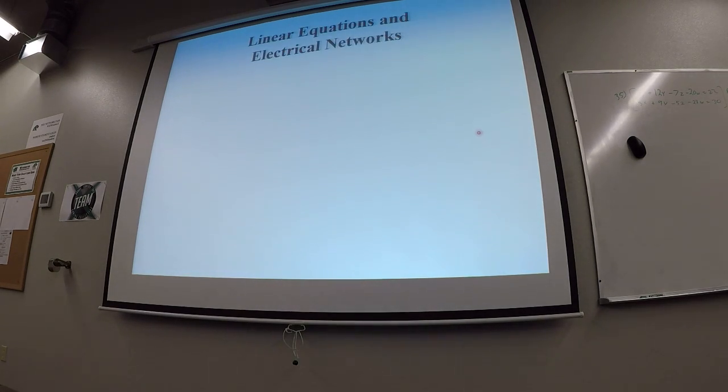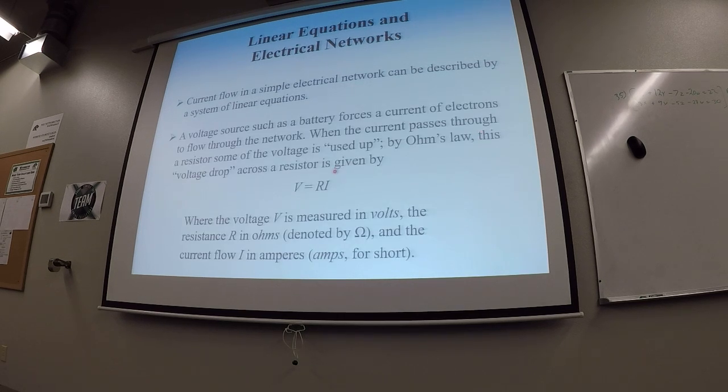Alright, so electrical networks. Current flow in a simple electrical network can be described by a system of linear equations. And just simple things like voltage is measured in volts, with resistance and your current flow. And you can have a whole series of these to represent the system.